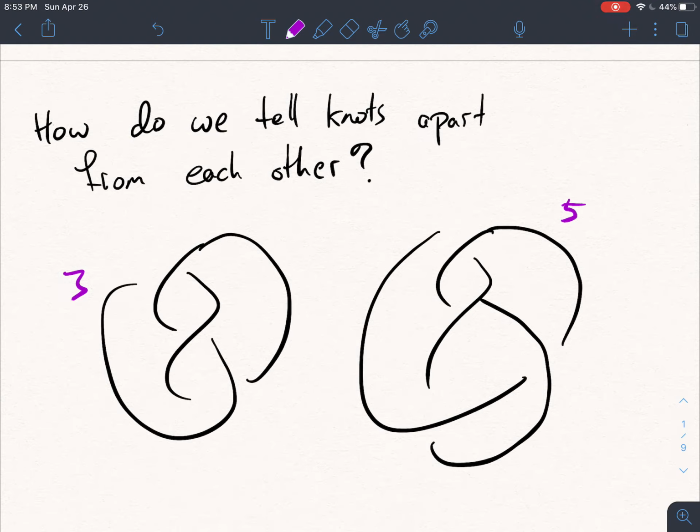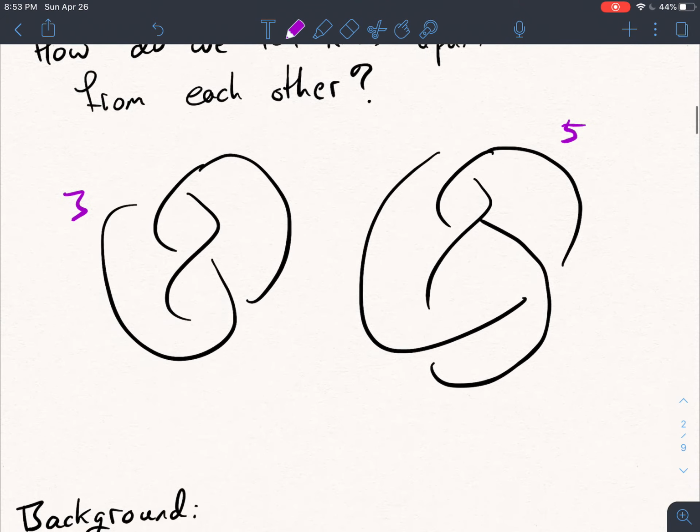So to each knot, I want to assign a number, basically. Say this knot right here is going to get the number 3, and this knot over here is going to get the number 5. There's going to be a specific procedure where I input a knot and I output some number.